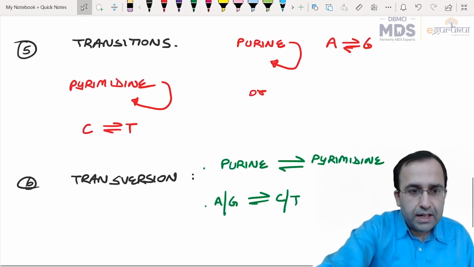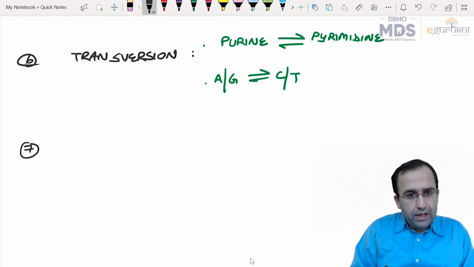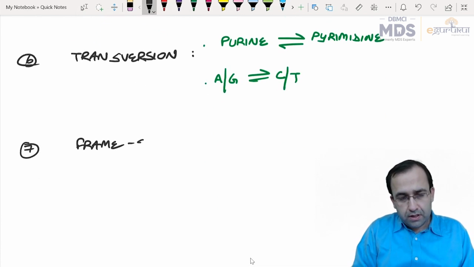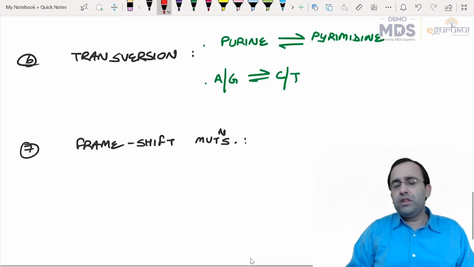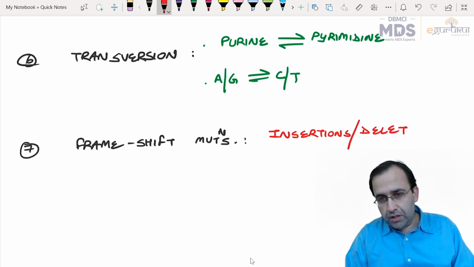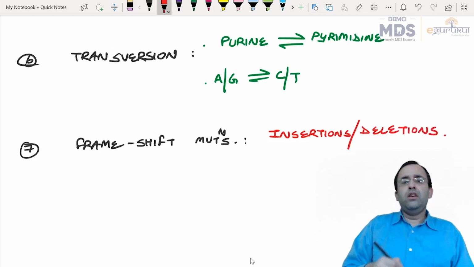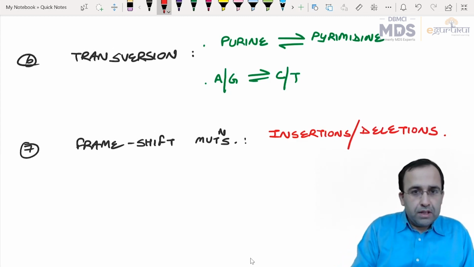Next, this gets us to our last point mutation. That is frame shift mutations. Frame shift mutations, they occur because of insertions or deletions. What do we mean by this?